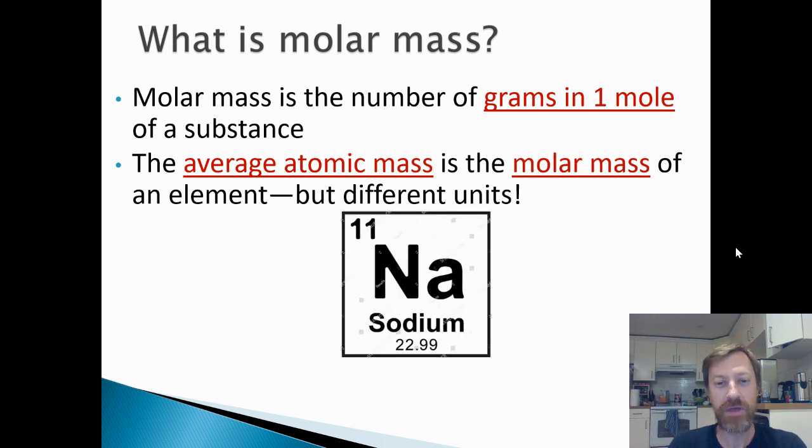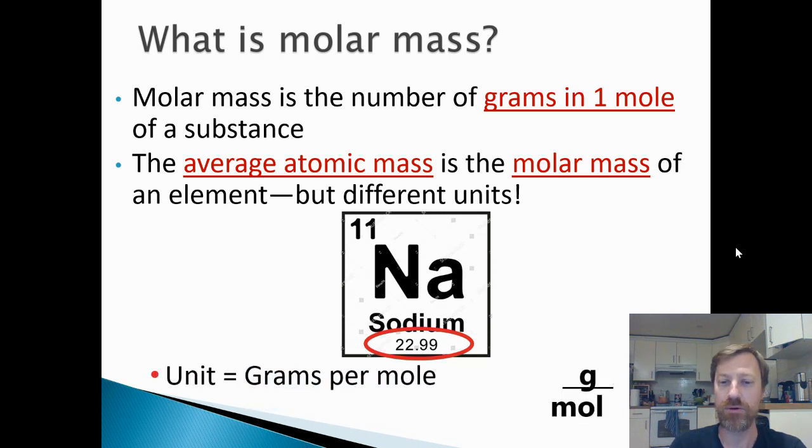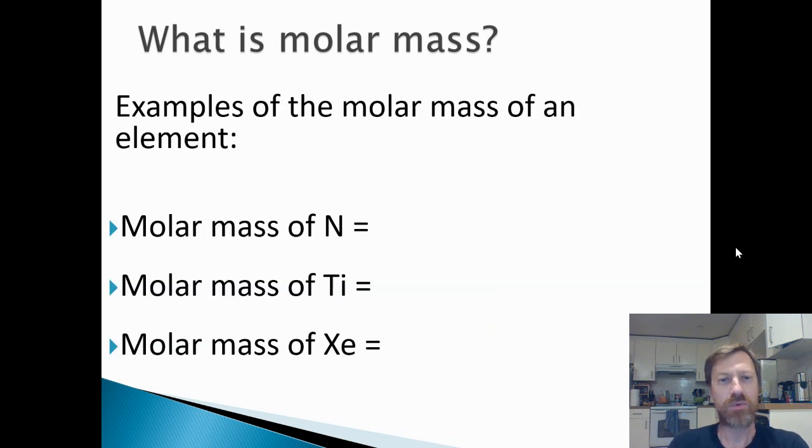It's the same number as the average atomic mass, at least for an element, but it has different units. For example, for sodium, if you look at the box for sodium, Na, on the periodic table, you'll see 22.99. We learned that was the average atomic mass in AMUs, but it's also the molar mass. The units for molar mass are grams per mole, or g divided by mol.